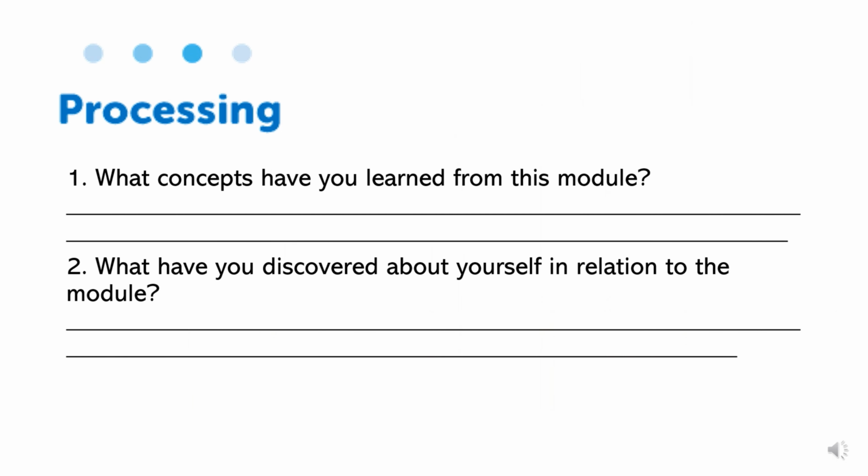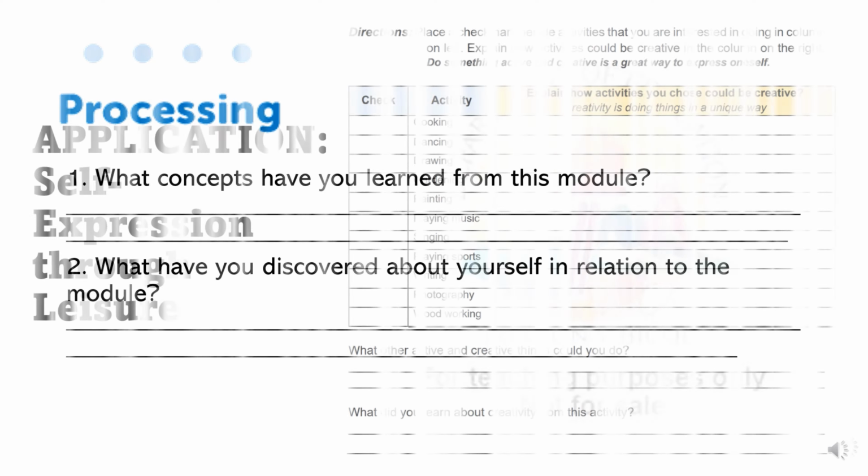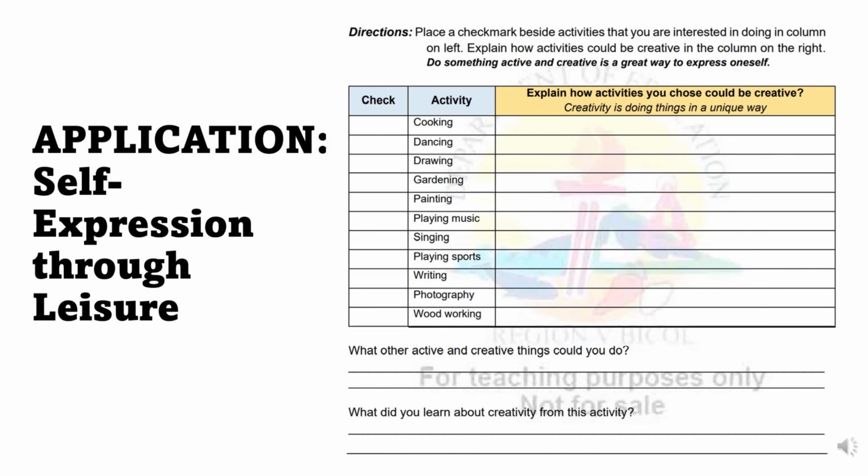Processing questions. 1. What concepts have you learned from this module? And 2. What have you discovered about yourself in relation to the module? Application. Self-expression through leisure. The purpose of the activity is to learn appropriate ways to express self through active leisure activities. Directions. Place a check mark beside activities that you are interested in doing in the column on the left. Explain how activities could be creative in the column on the right. Doing something active and creative is a great way to express oneself.